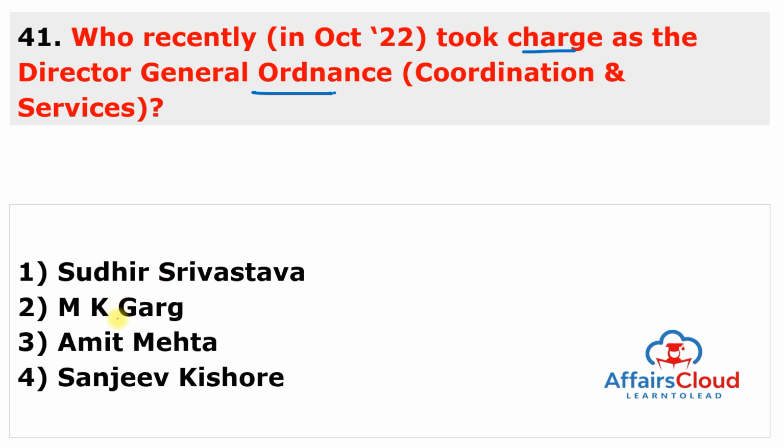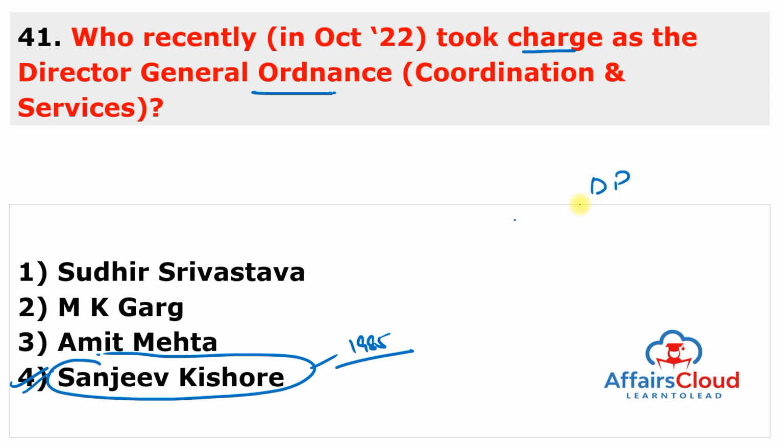Static question, remember the same question as in the slide. Sanjeev Kishore is the answer. Sanjeev Kishore, a 1985 batch officer of the Indian Ordnance Factory Service, has taken over as the Director General Ordnance at the Directorate of Ordnance Coordination and Services in Calcutta, West Bengal. It comes under the Department of Defence Production under the Ministry of Defence, with effect from 1st October 2022. Earlier this position was held by M.K. Garg.